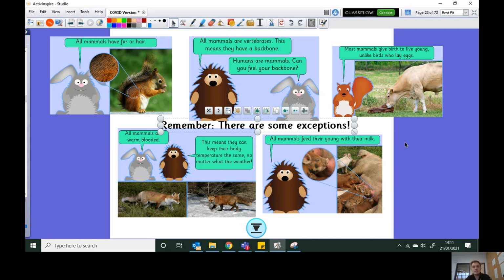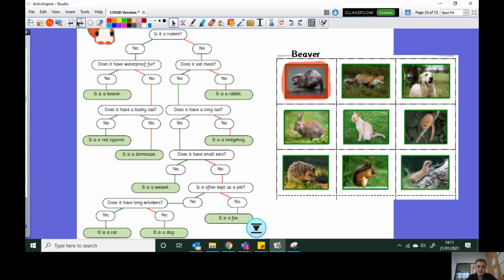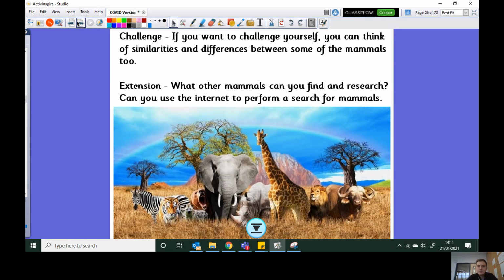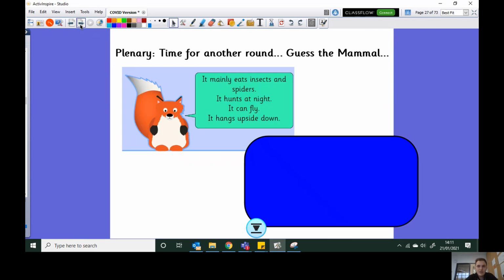Remember, there are some exceptions. That means there are some mammals that do not follow these rules. For example, a whale. A whale is classed as a mammal, but they don't have fur, do they? So there are some sneaky little exceptions. See if you can research any more of those animals. You might pick an animal and write down some facts that you've learned. That would be fantastic. We're going to finish with another round of Guess the Mammal.